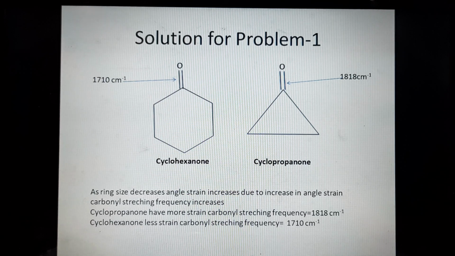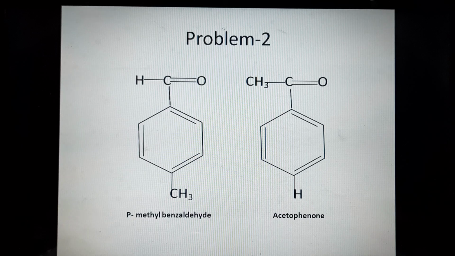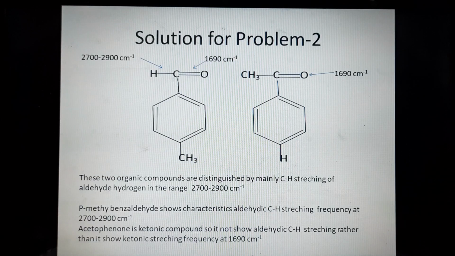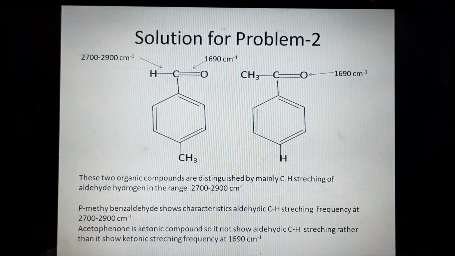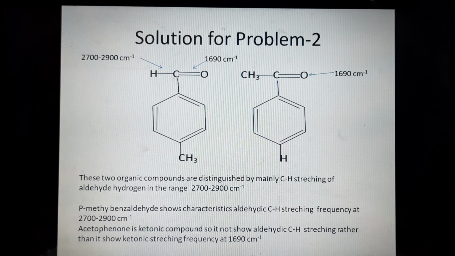So now we move towards the next problem, in which we are going to distinguish two organic compounds, paramethyl benzaldehyde and acetophenone, by using IR spectroscopy. So, the solution for this problem. As you see in the slide, there are two compounds. First is paramethyl benzaldehyde, in which an aldehyde group is present.